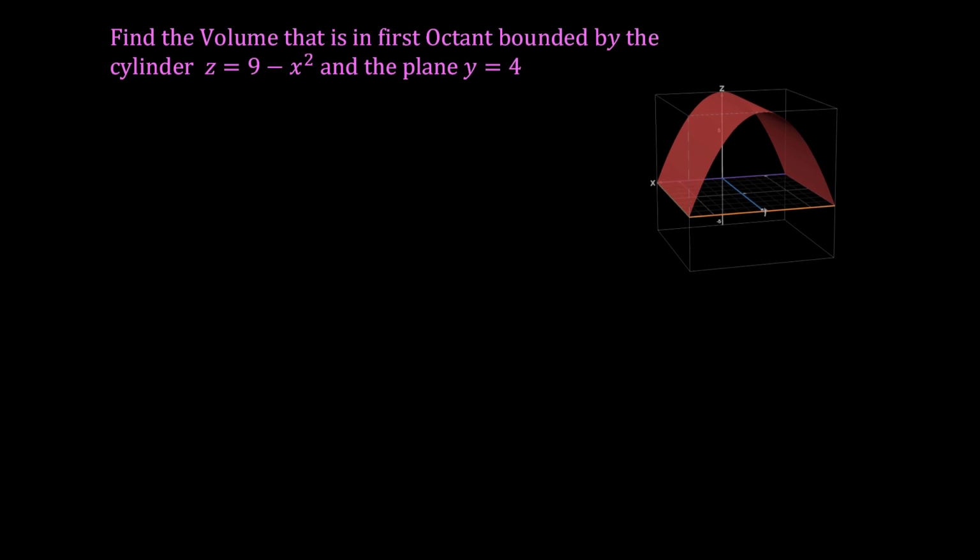Now look at this example. Find the volume in the first octant bounded by the cylinder z equals 9 minus x squared and the plane y equals 4. So we want to find the volume of the solid that is below this surface, which you can see here, in the first octant. Attention, in the first octant.